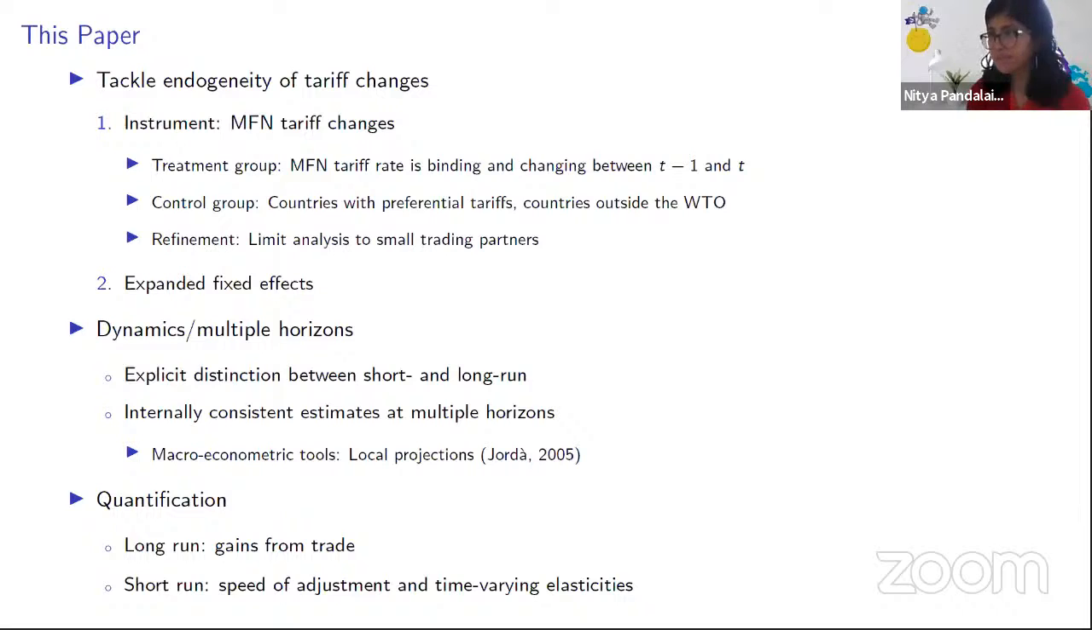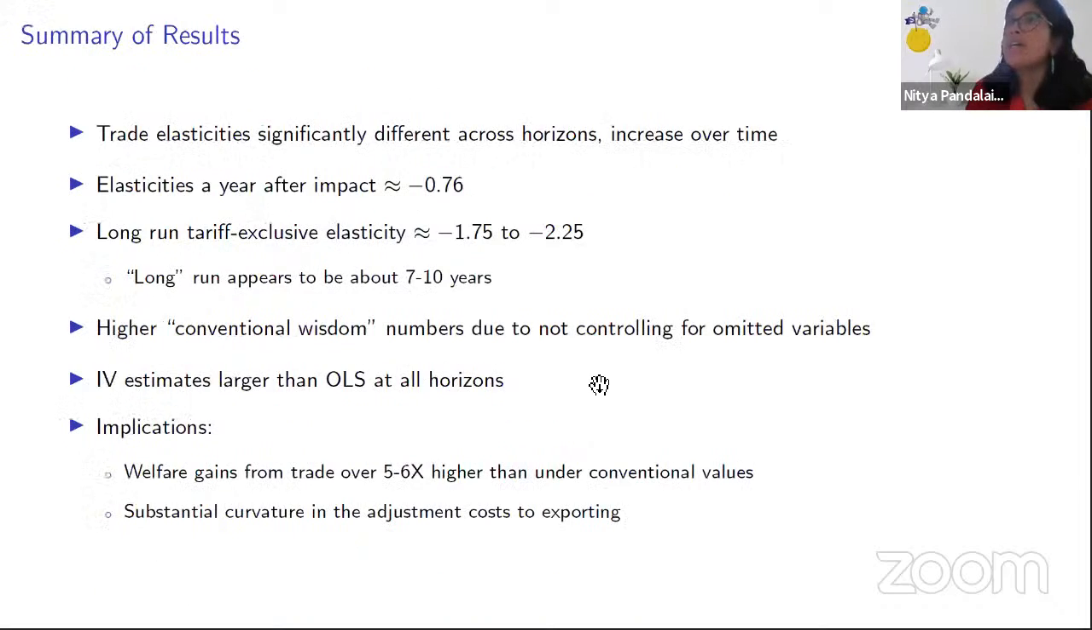These are commonly used in macro. In terms of quantification, I won't have time to talk about this today. There's a lot in the paper. I'm going to briefly mention the implications of our elasticities for the gains from trade, which is the natural long-run quantification. But we also show in the paper how the time path of elasticity that we estimate can discipline the speed of adjustment in dynamic trade models.